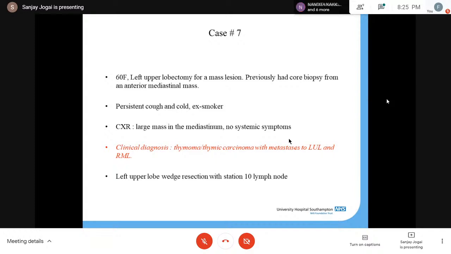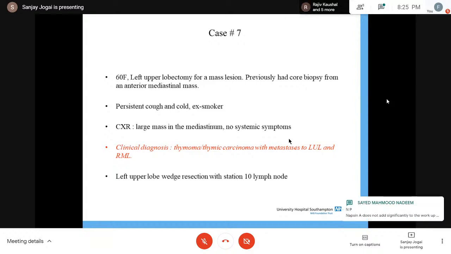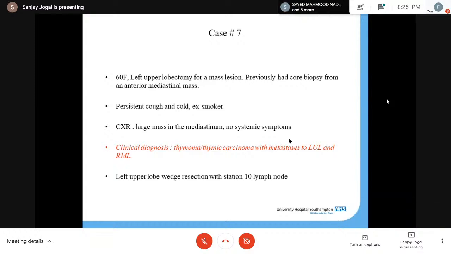So she was a 60-year-old lady who had a left upper lobectomy. The reason she had a lobectomy was she had had a core biopsy, which was reported as something which I'll come to in a minute. On chest X-ray, she had a large mass in the mediastinum. Clinical diagnosis was, could this be thymoma? Could it be a carcinoma, thymic carcinoma, which had metastasized to the lung? So they did a left upper lobe wedge resection with station 10 lymph node taken out.